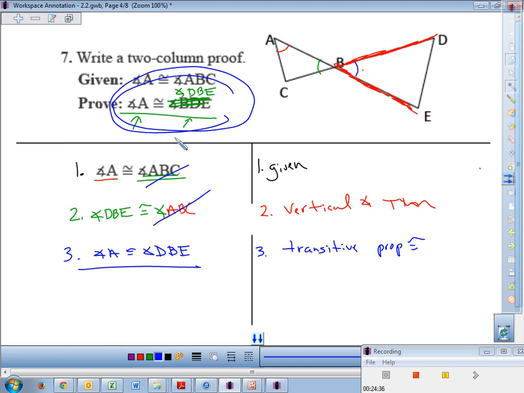Have we proven what we want to prove? So we've done 3 of them now. Let's talk about how they will work every single time. First steps are always free, right? It's the given.